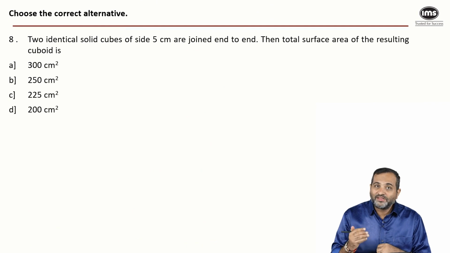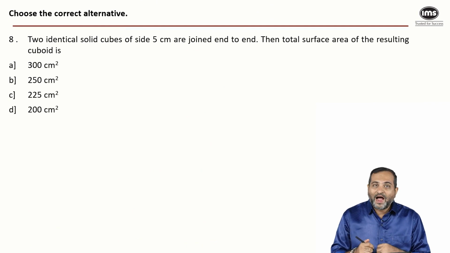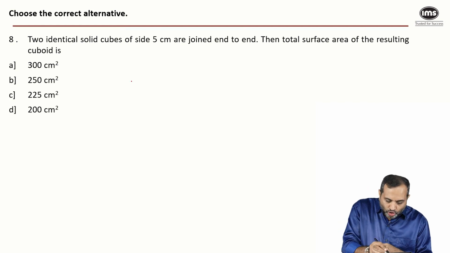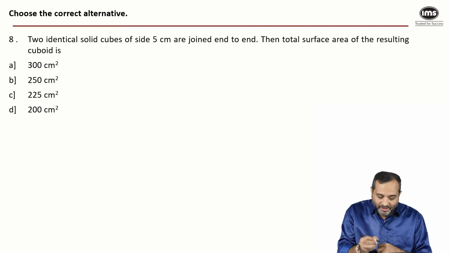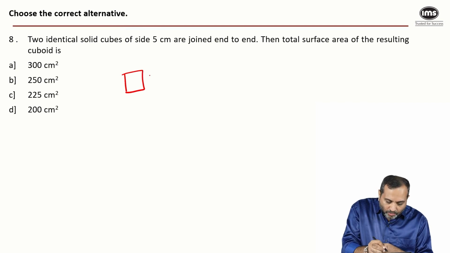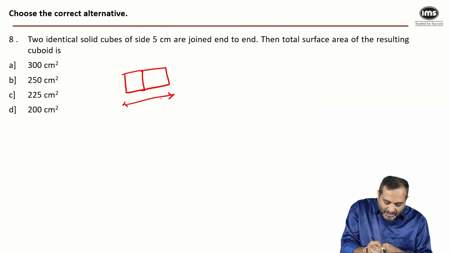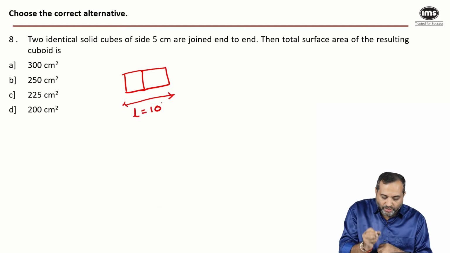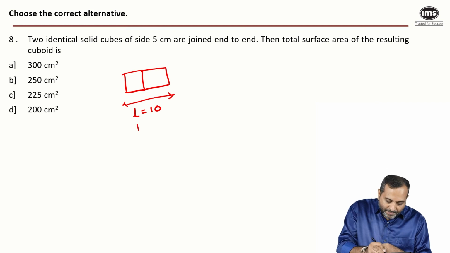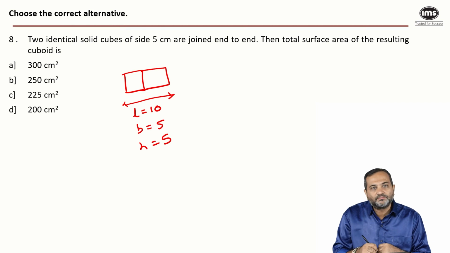Okay, let's look at the next question. Two identical solid cubes of sides 5 cm are joined end to end. So let's assume I'm drawing a 2D figure rather than a 3D figure. So this is one cube, it is joined by another cube. So what happens therefore? This length will therefore become 10 units. My breadth will remain 5 units and the height will remain 5 units.